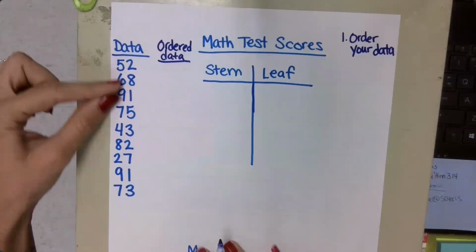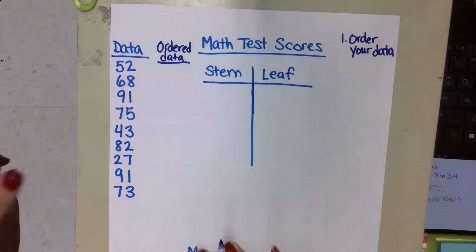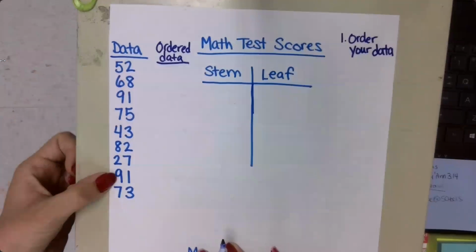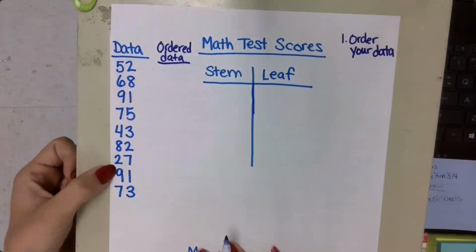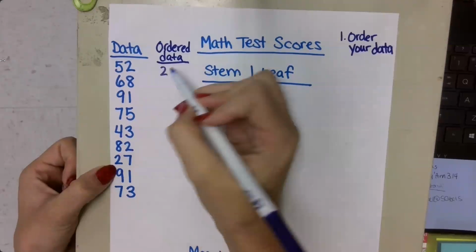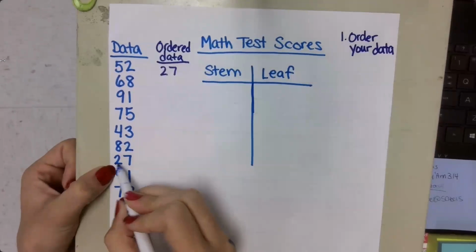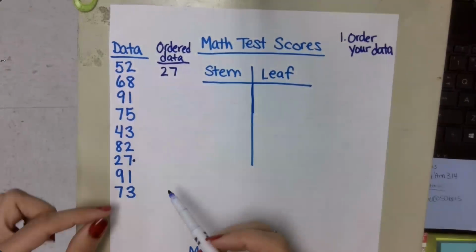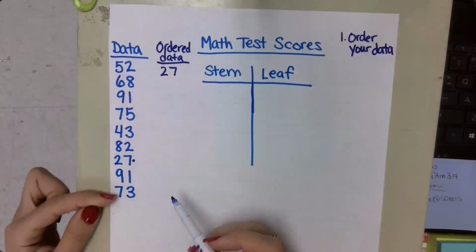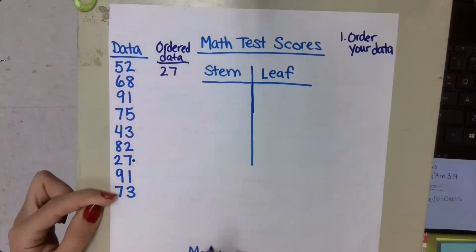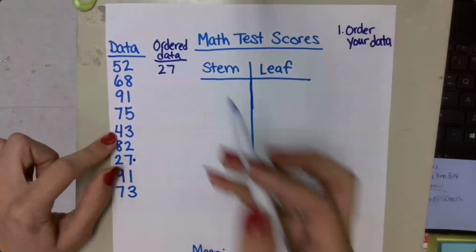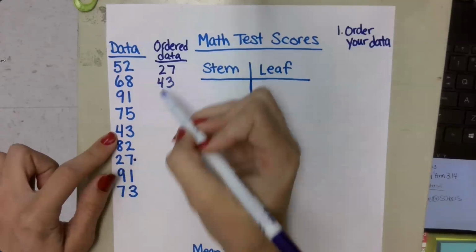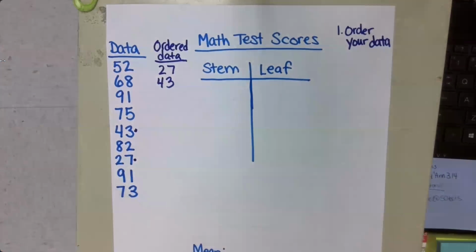So I'm looking at my stems, which are the numbers in the tens place. And the smallest number in the tens place I see is a 2, which will give me 27. And I'm just going to put a dot next to my data point so that I know I've used it. Next, I'm going to look for any 3s. There are no numbers in the 30s. 4. So next number is 43. Take a look. What do you think is going to be my next number?